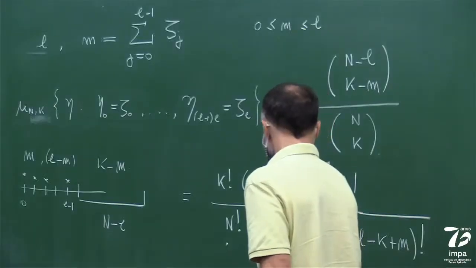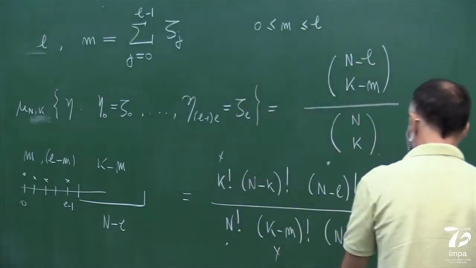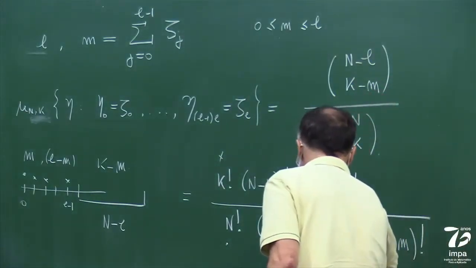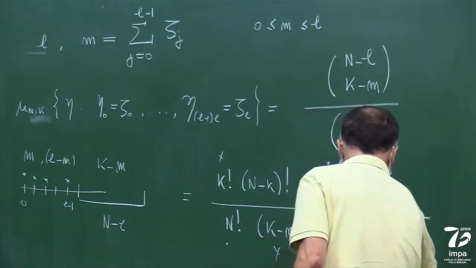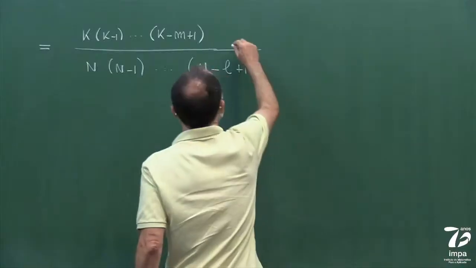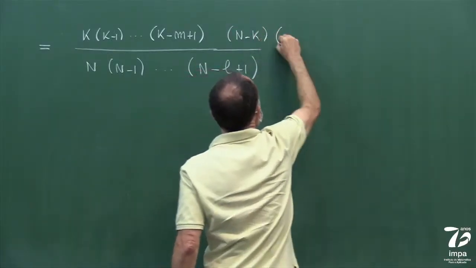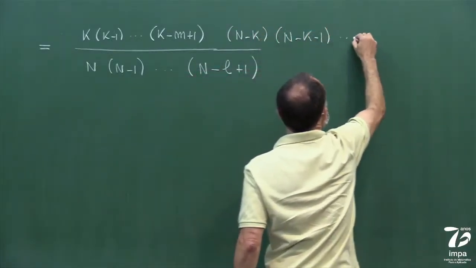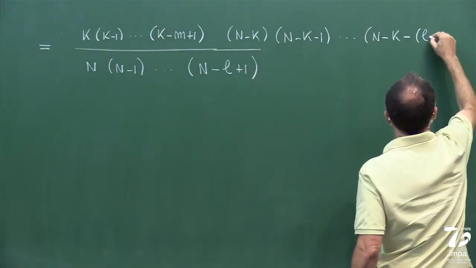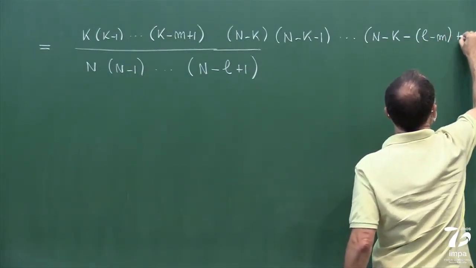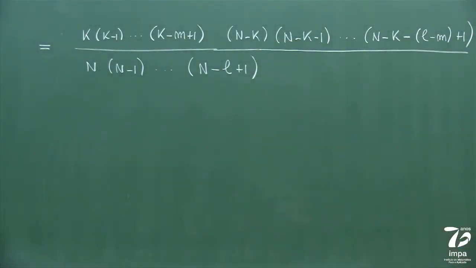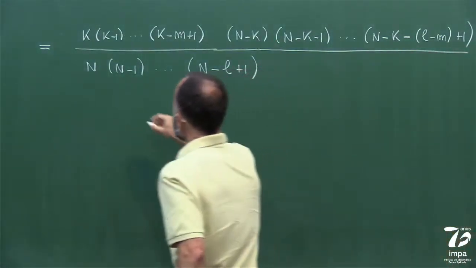So these two. And then these two, I have n minus k and n minus k minus, so let me write this as n minus k minus L minus M. And again, I have n minus k, n minus k minus 1, up to n minus k minus L minus M plus 1. Fine? So how many, I have here L terms.